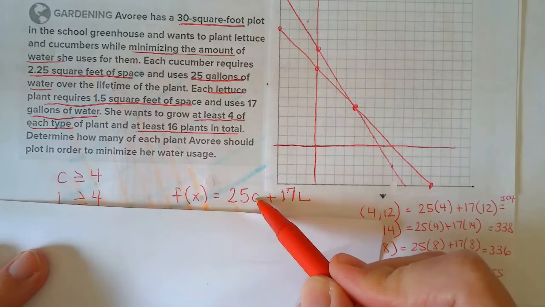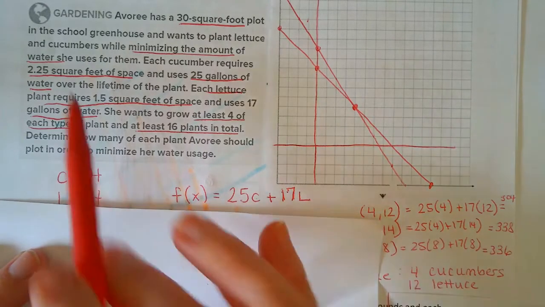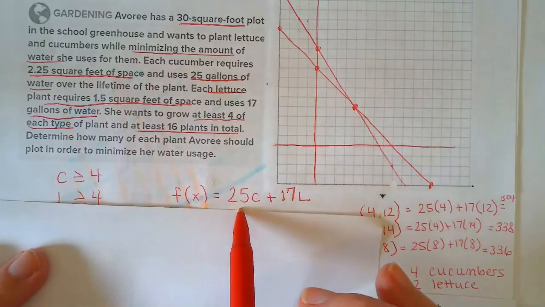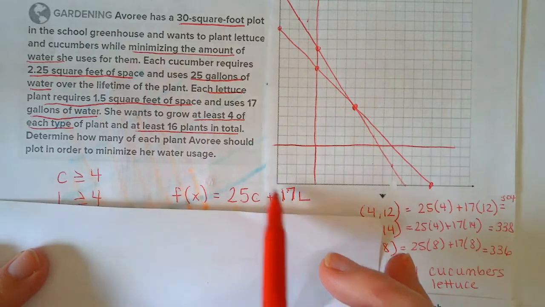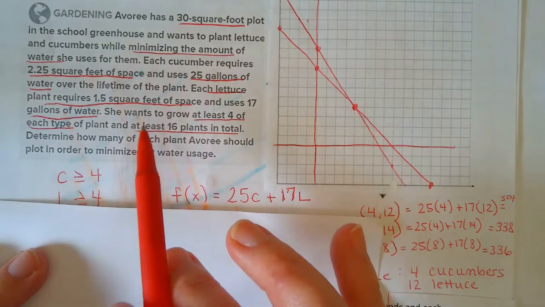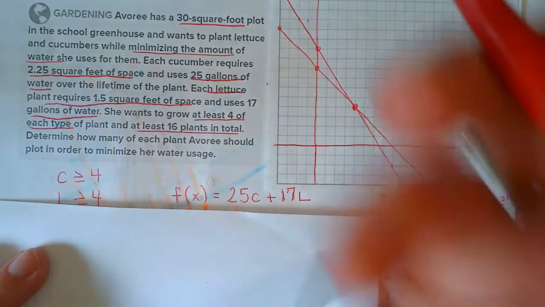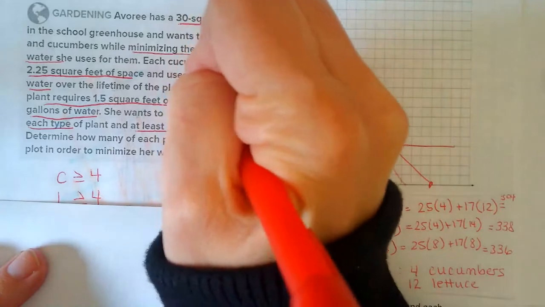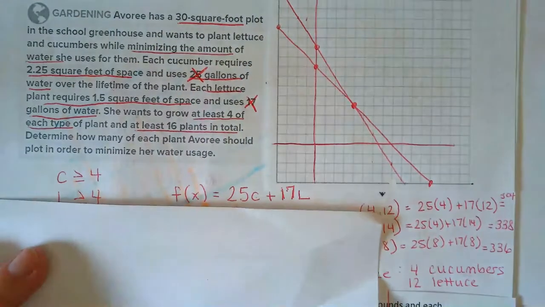I'm using C for cucumbers and L for lettuce. So it requires 25 gallons for my cucumbers and 17 for my lettuce. This is going to be my function that I'm going to utilize to help figure out my minimum for my water usage. Okay, so then I know that I can cross those numbers off because I am no longer going to use those when I write my equations.